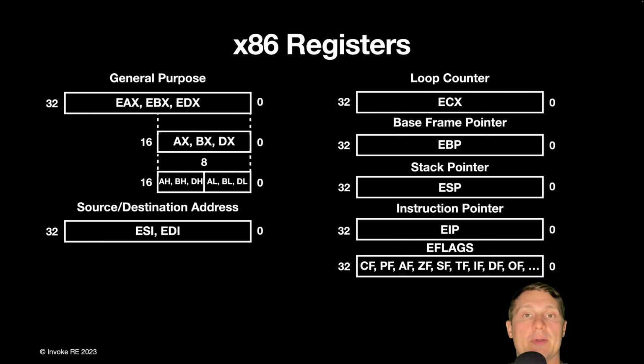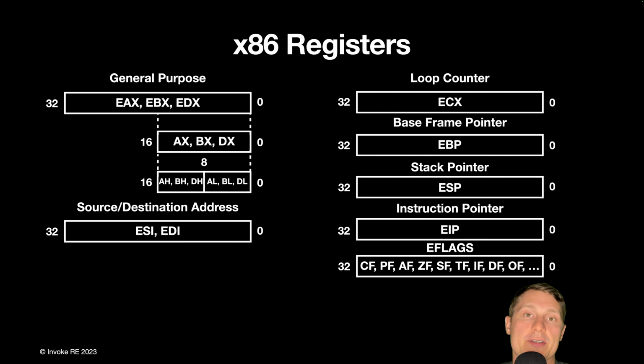The register that is typically used as a counter is the ECX register. The register which contains the current stack frame, and we'll be going over what a stack frame is, is the EBP or base pointer. The ESP register contains the current stack address in memory, and the EIP contains the location of the current instruction being executed. This is one of the most important registers.